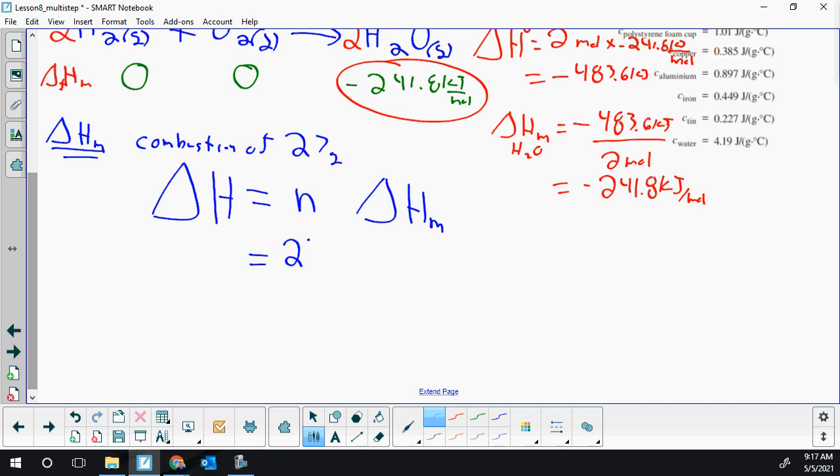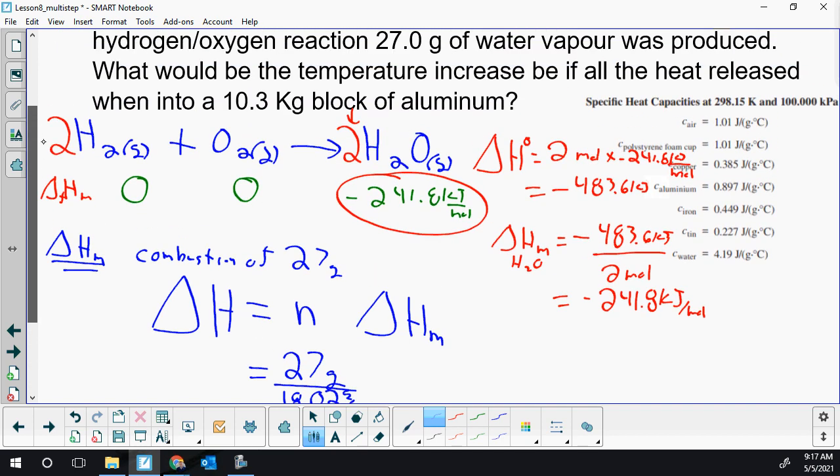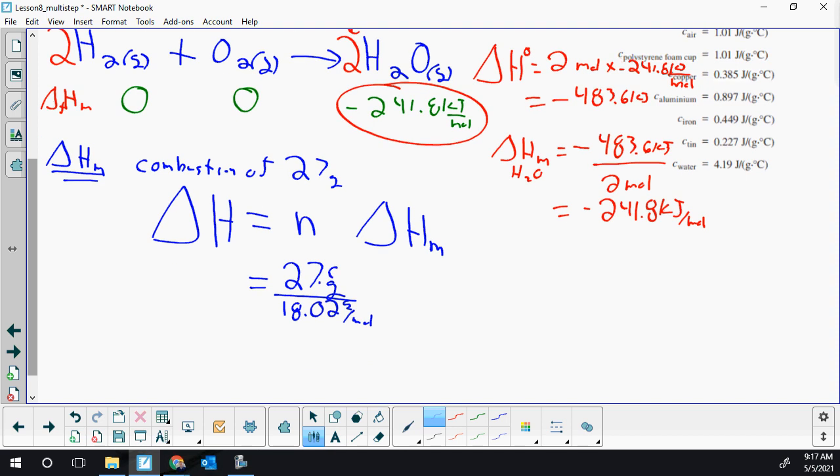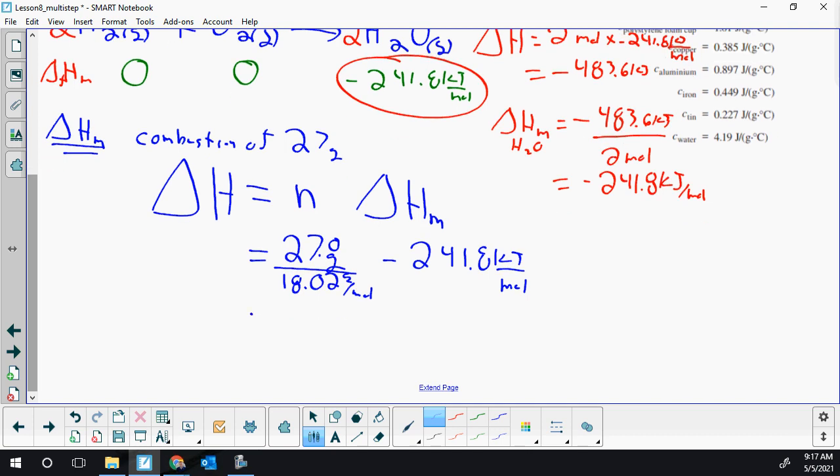So if I have 27 grams reacting divided by the molar mass of water, 18.02 grams per mole. Just checking, I have 27.0 up in the question, so I'm adding that 0 in. And I multiply that by our molar enthalpy, 241.8 kilojoules per mole. Now, often I separate out the mole calculation on the side. I just put it all together in this case.